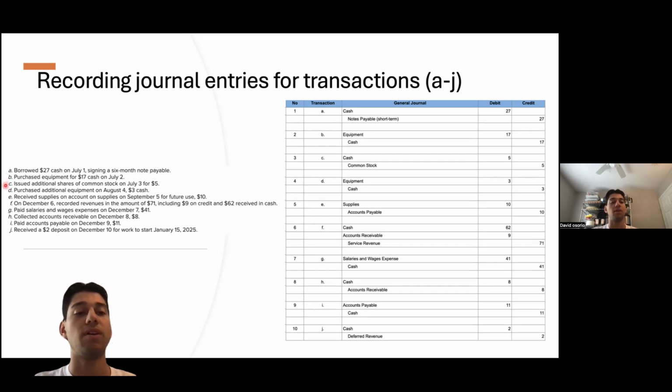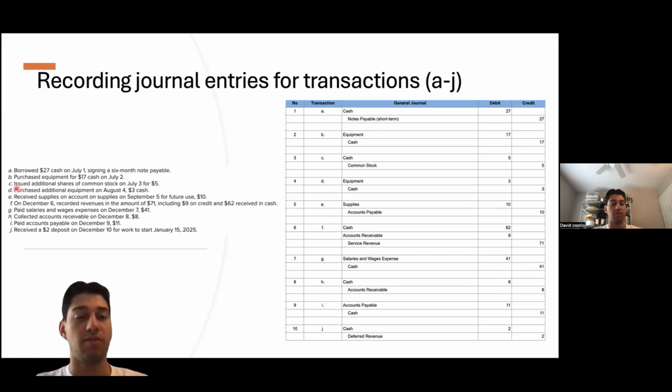And then we have C, we issued additional shares of common stock on July 3rd for $5,000. Since the investors gave us cash, we debit cash on the left side of the accounting equation. And since common stock is part of stockholders' equity and it's a naturally credit account, it increases by crediting it. So we increase common stock by crediting common stock by 5.